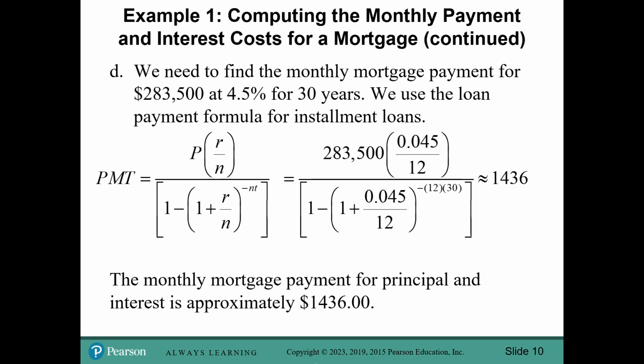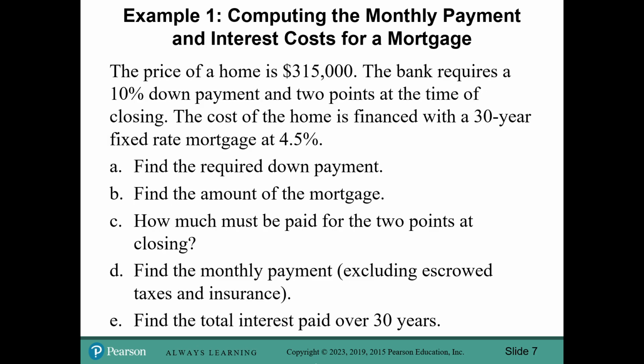We're going to take what we mortgaged, the $283,500. We found that in the previous part. Okay, our mortgage rate. You ask, where did the 4.5% come from, Mr. Shipes? 4.5% was given in the problem. Okay, so flip back to the problem.